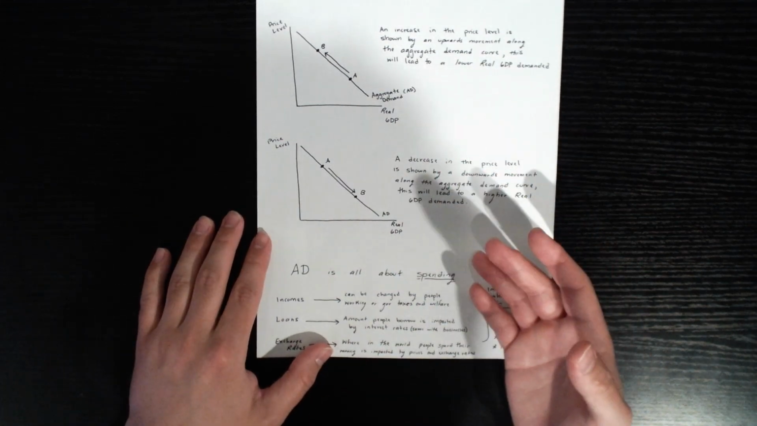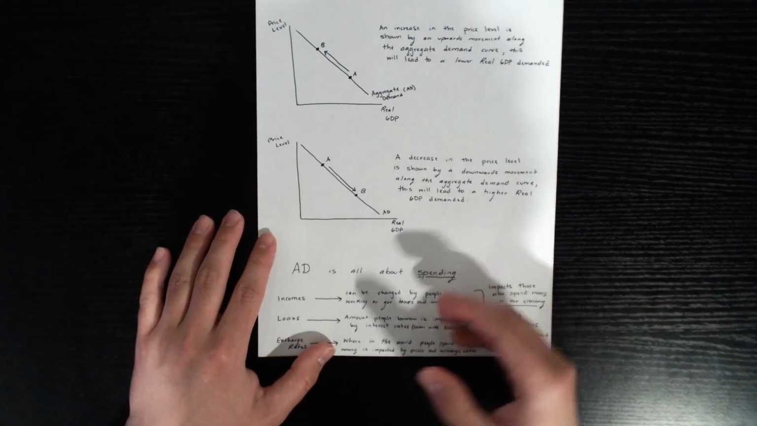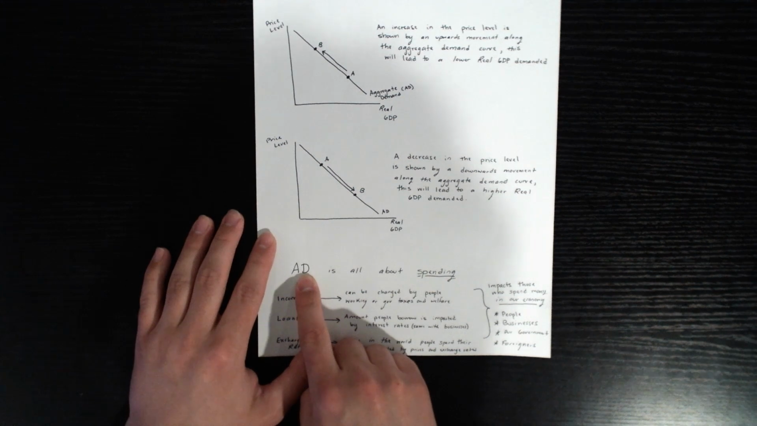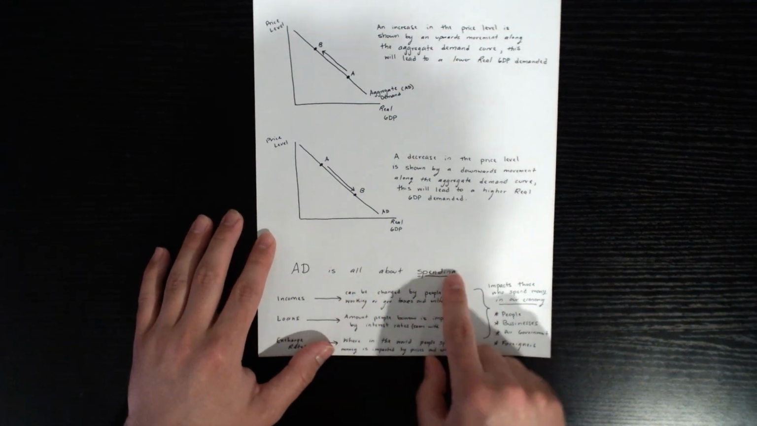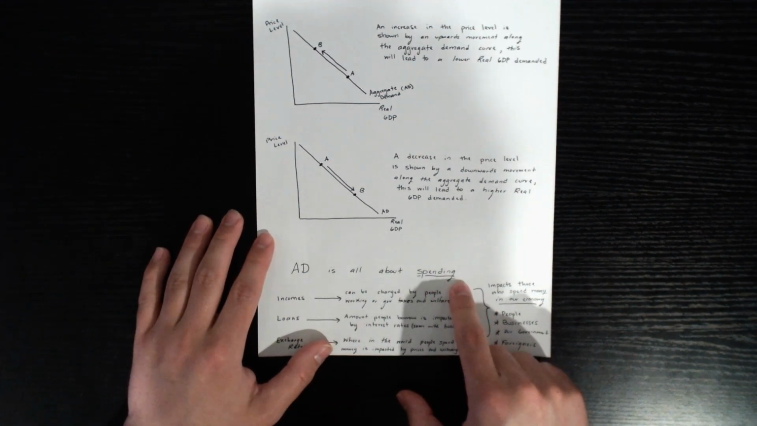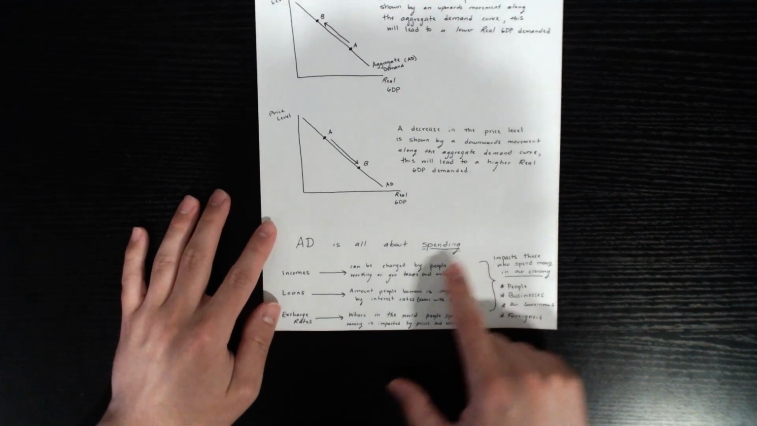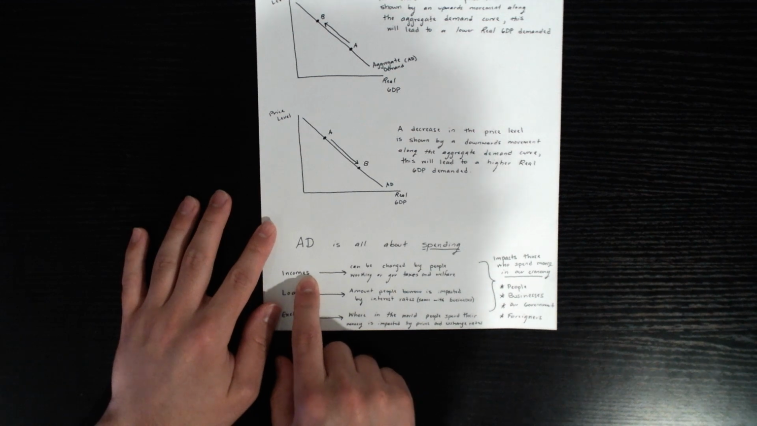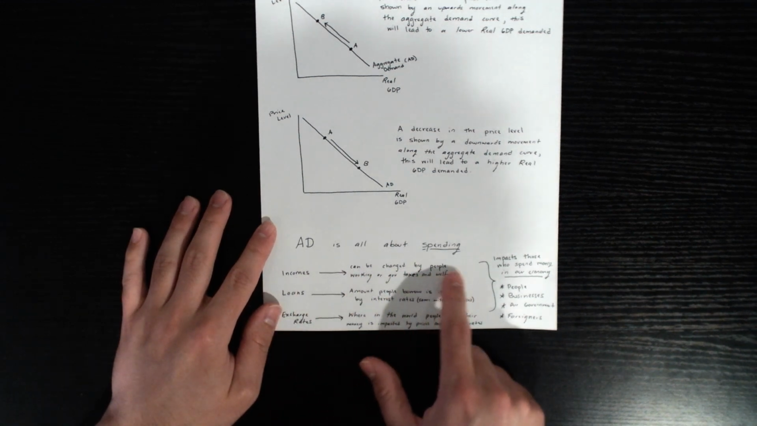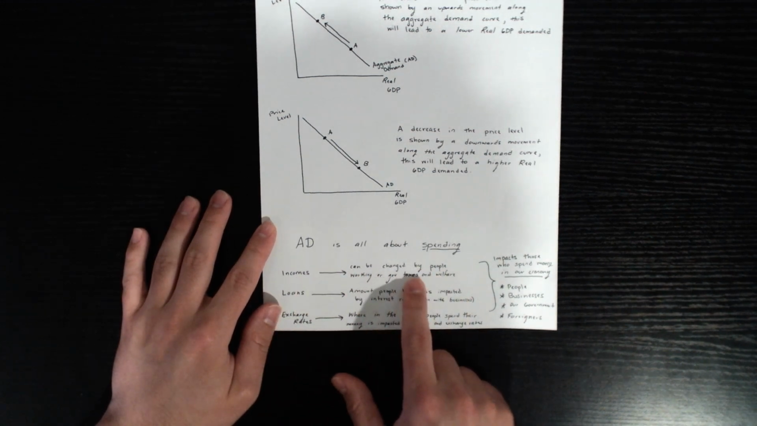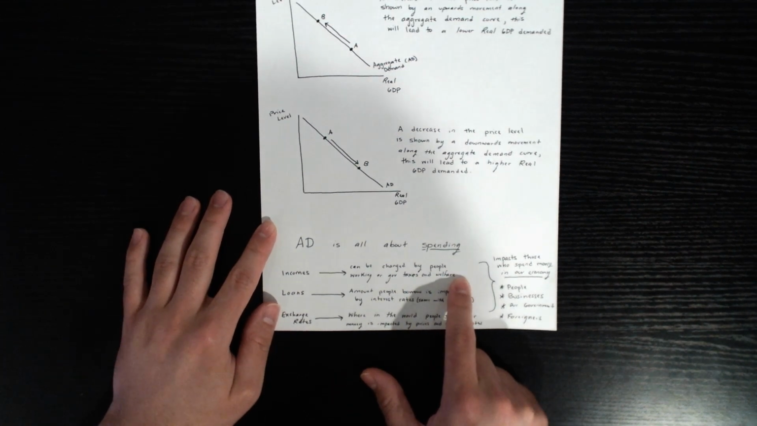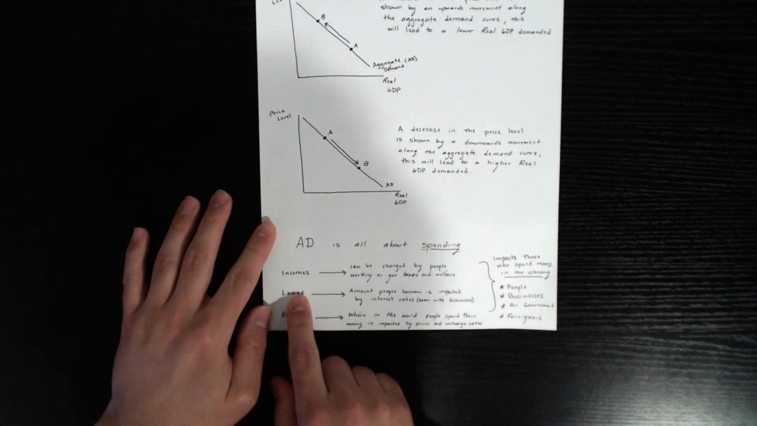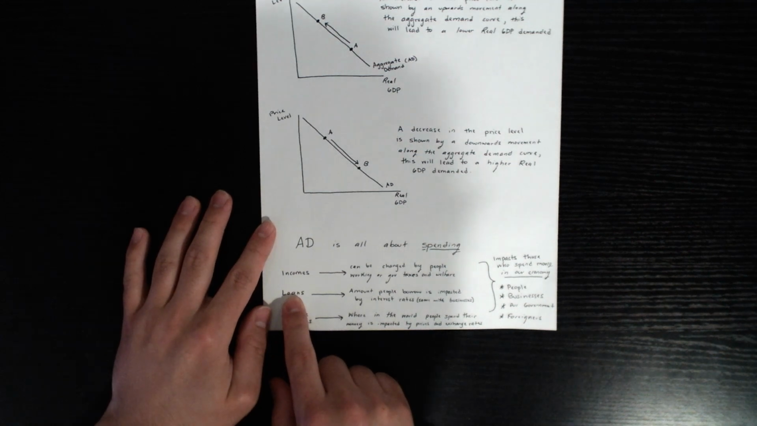When we're looking at aggregate demand, it is tracking all of the spending in our economy. So aggregate demand, which we're going to say AD, is all about spending in our economy. What things affect spending? Well, incomes. So incomes can be changed by people working or the government taxing or providing welfare. Loans, you could take out a loan to spend money.